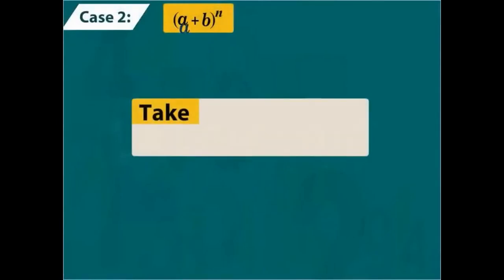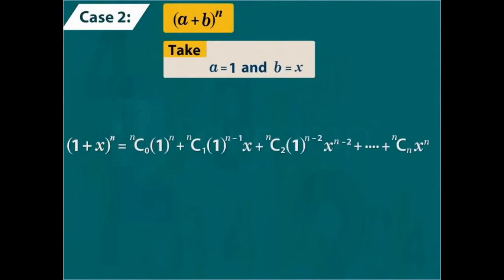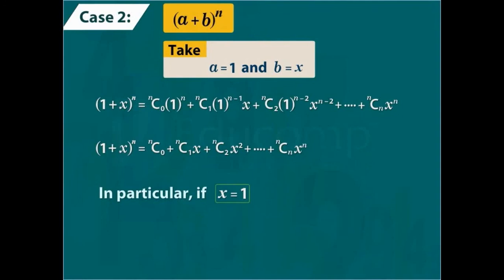Case 2. On taking a equal to 1 and b equal to x, we get (1 plus x) raised to n, which is equal to the following. In particular, if x is equal to 1, then 2 raised to n is equal to nC0 plus nC1 plus nC2 plus so on plus nCn.